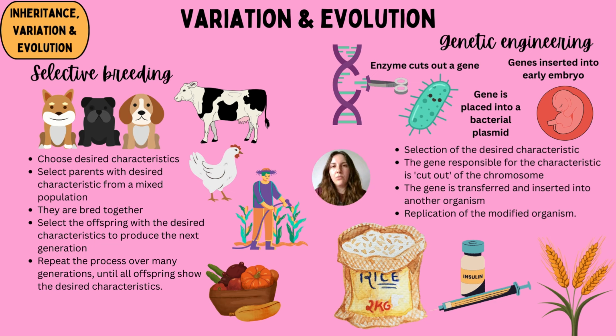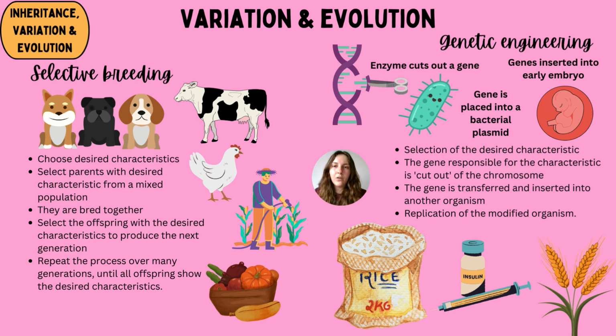And this is particularly important for things like domesticated dogs and farming of animals. It's also useful in crops, to ensure that the crops with the largest yield or the best ability to withstand certain weathering conditions are in high amounts.